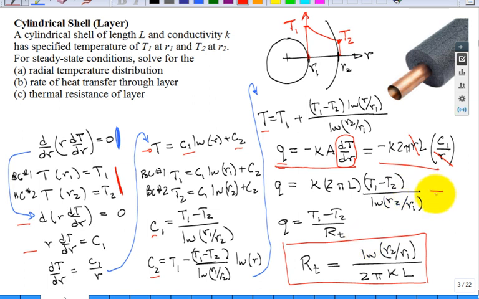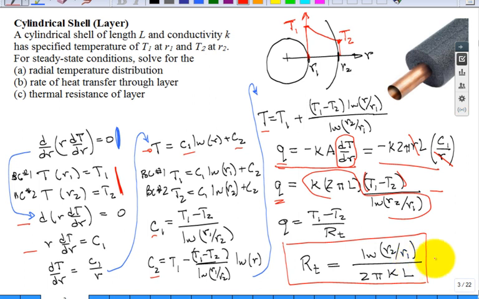Then you do some name calling, because it's like the flow of heat driven by a temperature difference, 1 over thermal resistance, the thermal resistance natural log of the outer radius divided by the inner radius divided by 2 pi KL. You say it 10 times. Natural log R2 over R1 divided by 2 pi KL. And before you know it, you have it memorized.